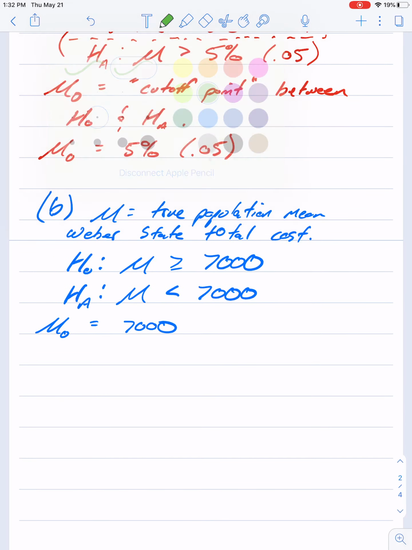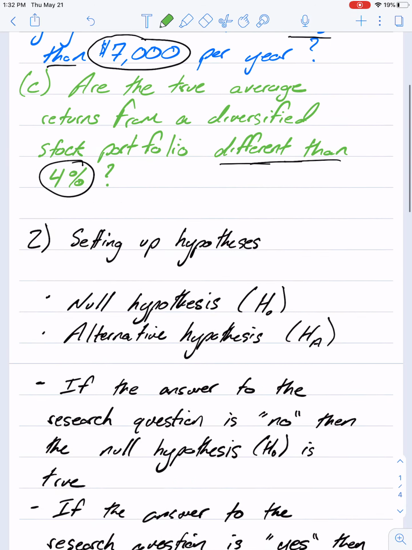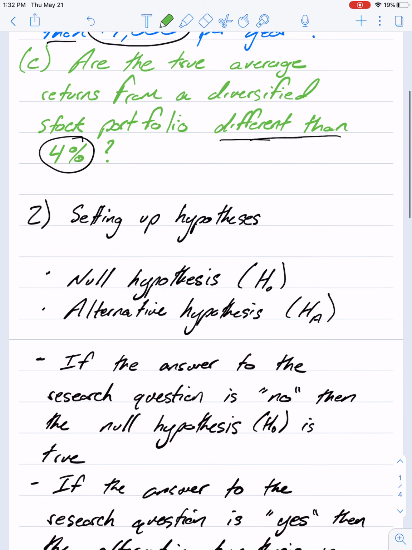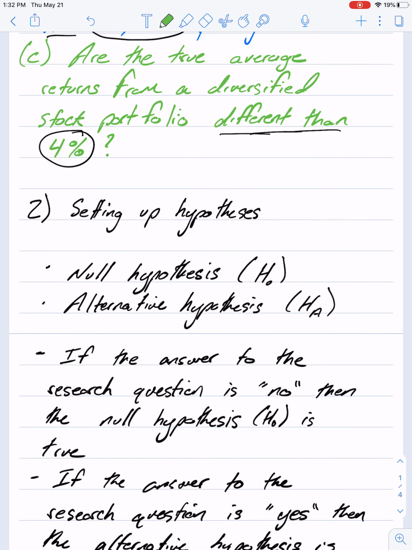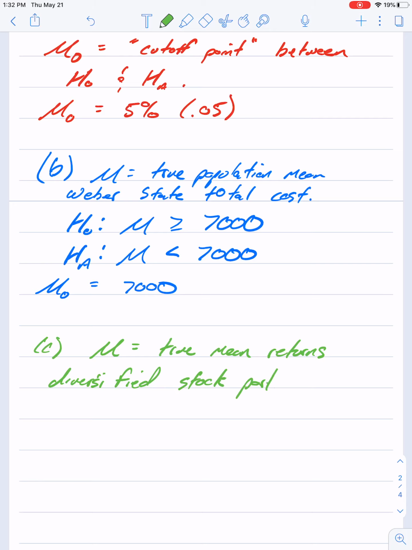Now let's do C. In this case, we have different than and 4%. And what are we asking about here? Now we're asking about the true average returns for my diversified portfolio. So mu equals true mean returns, diversified stock portfolio.